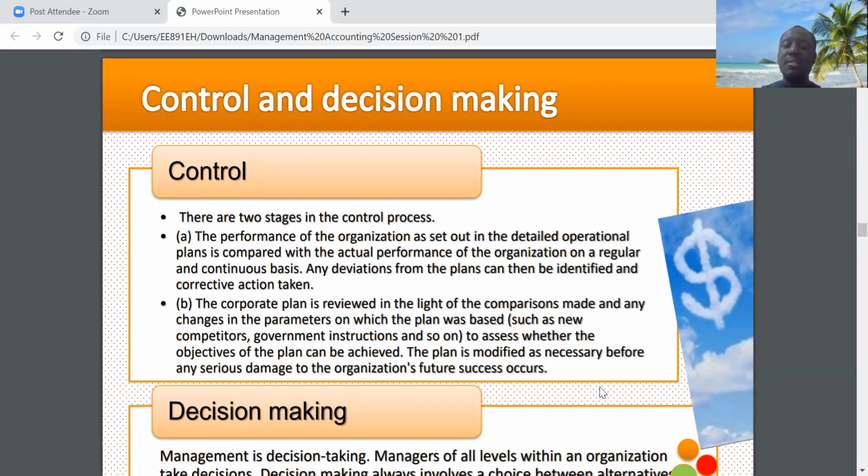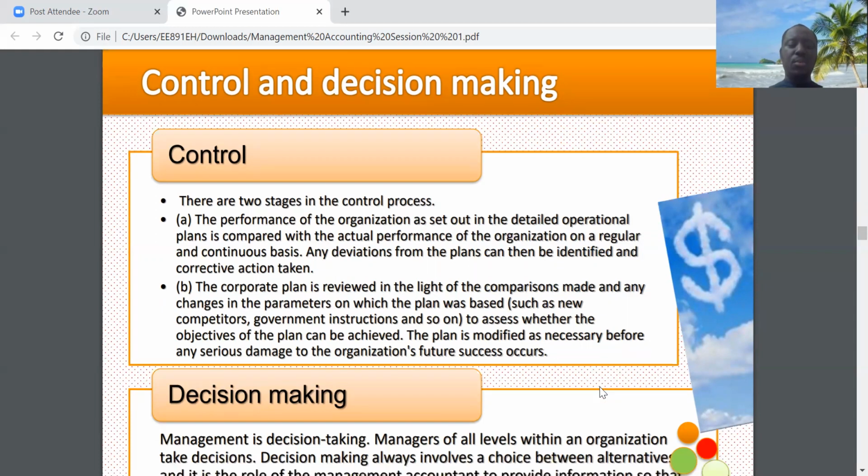The second stage in the control process is that the corporate plan is reviewed in the light of comparisons made and any changes in parameters. There are things that happen in the environment, and there are changes that happen. So you constantly need to assess your corporate plan and assess whether your objectives can be achieved. And if the plan has to be modified, it's modified so that it doesn't affect the overall goals of the organization. So that's also part of control.